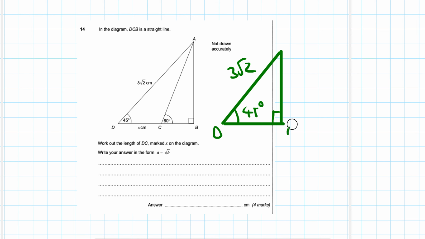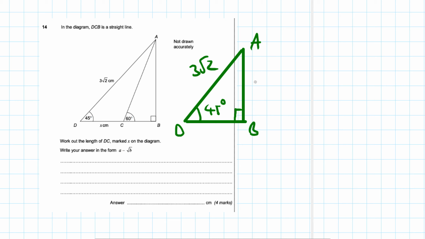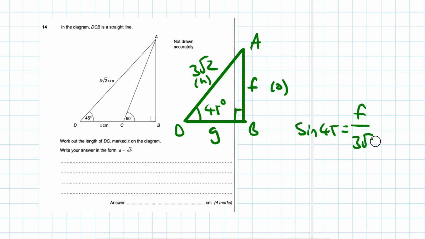So this is D, B, and A. So from here we can find, let's call this one A. Well, actually, don't do that one because that's part of the answer. Let's try and find a number. So let's say this is F, and this is G. Using trigonometry, SOHCAHTOA, this is the hypotenuse, and this is opposite. So I know that sine 45 is equal to F over 3 root 2.